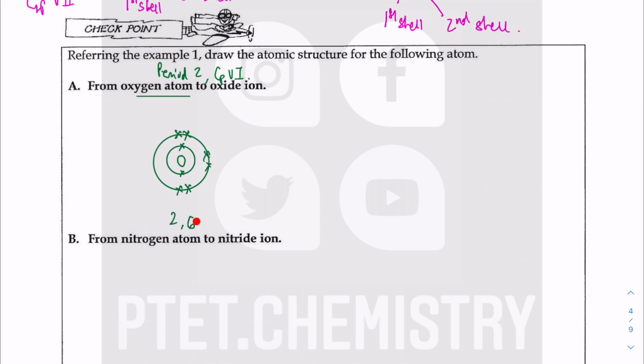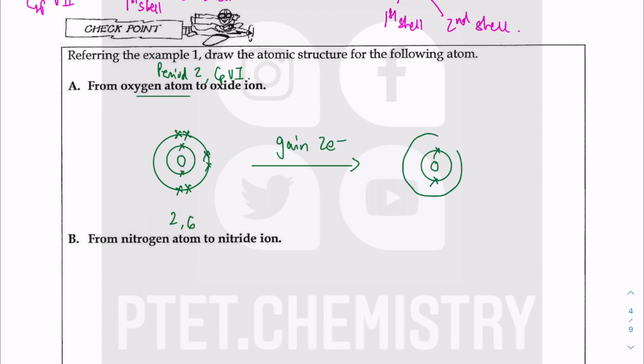First shell, second shell, so they are in period 2, so there are 2 shells being occupied by electrons. Group 6, 6 electrons in the outermost or the second shell here. 1 2 3 4 5 6. What happens then is you want to gain 2 electrons because you want to get to a fully filled outer shell.